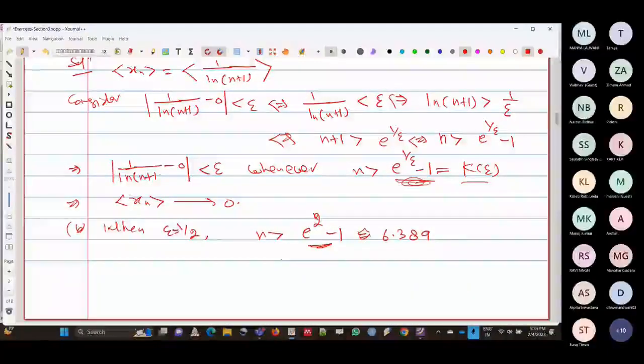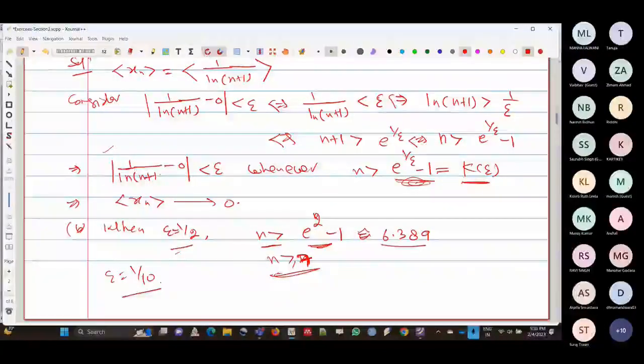Fine. So anything n, this is a fraction. So anything greater than n, that is n greater than or equals to 7, will satisfy this expression. Okay. When epsilon is 1 by 2. Similarly, you can compute the value of this n when epsilon equals to 1 upon 10. Okay. Is it clear?